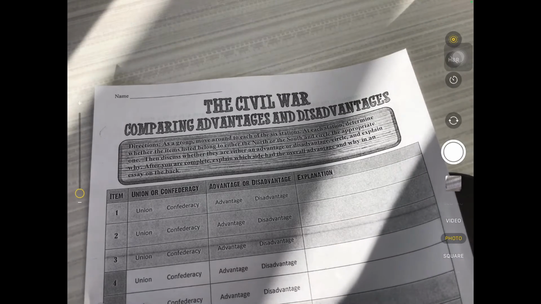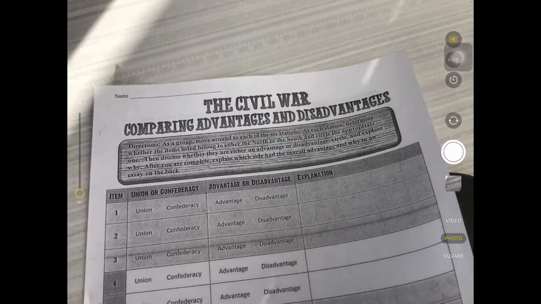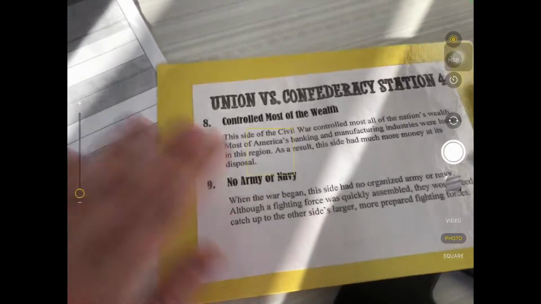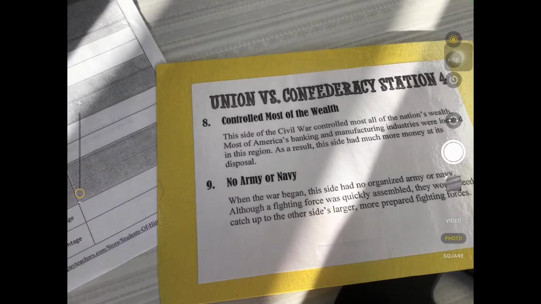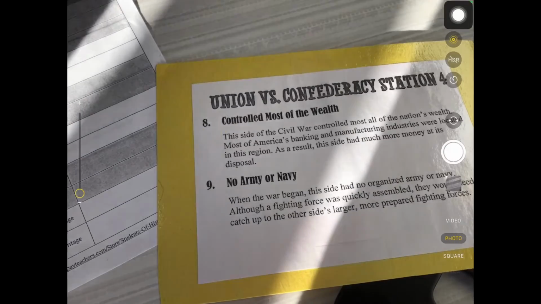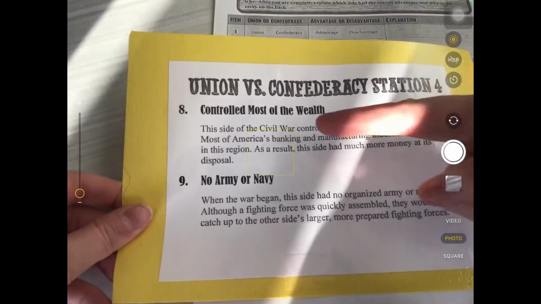and disadvantages. The way that this is going to work is each station, each section looks like this, okay? Each station has two different questions. As you can see on here, this is question 8 and question number 9. So I'm going to go to my paper right here, and I'm going to find question 8 and question 9. I'm going to read the question right here.